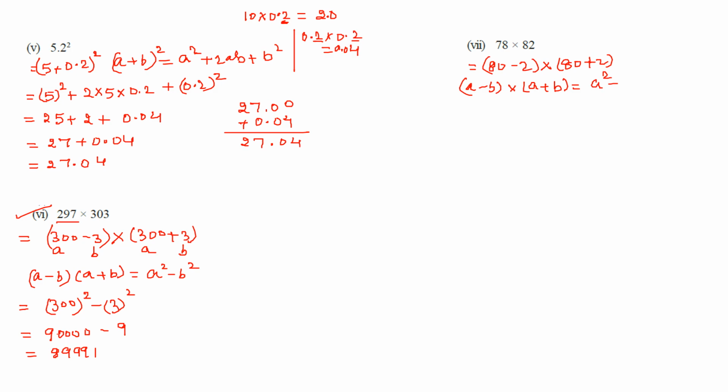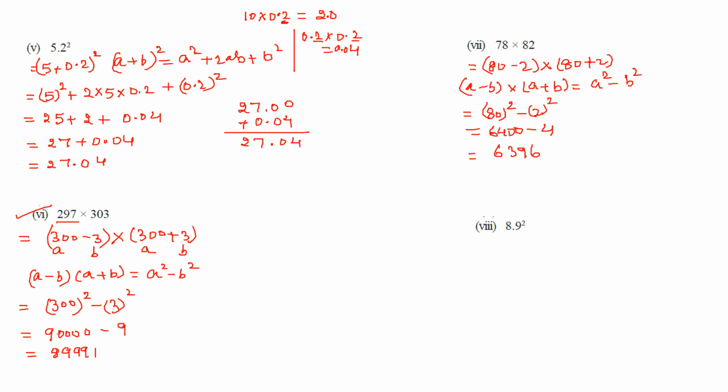So further, 80 minus 2 and 80 plus 2, I have to write in the form of a square minus b square. So it will become 80 whole square minus 2 square. 80 square is 6400 minus 4. So 6400 minus 4 will give you 6396.